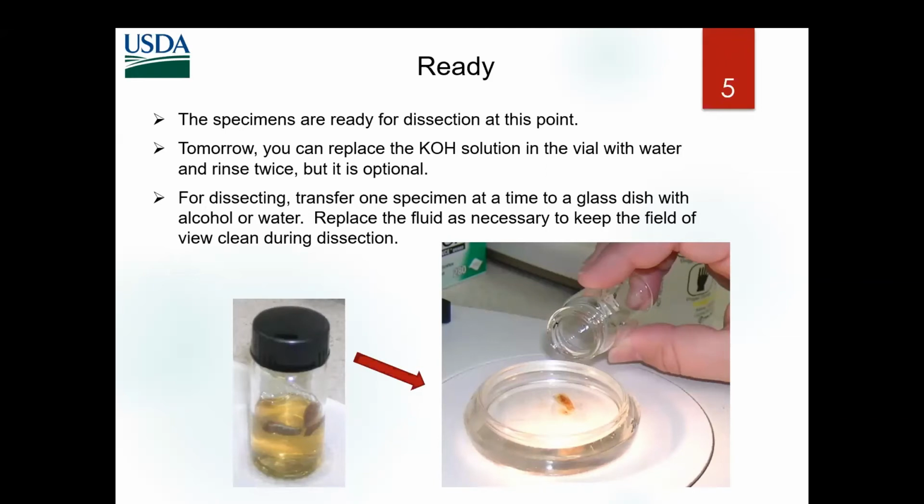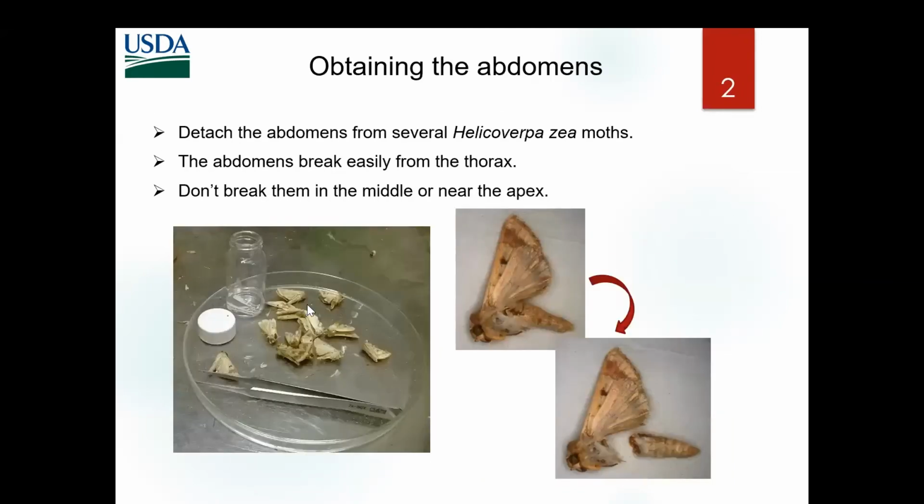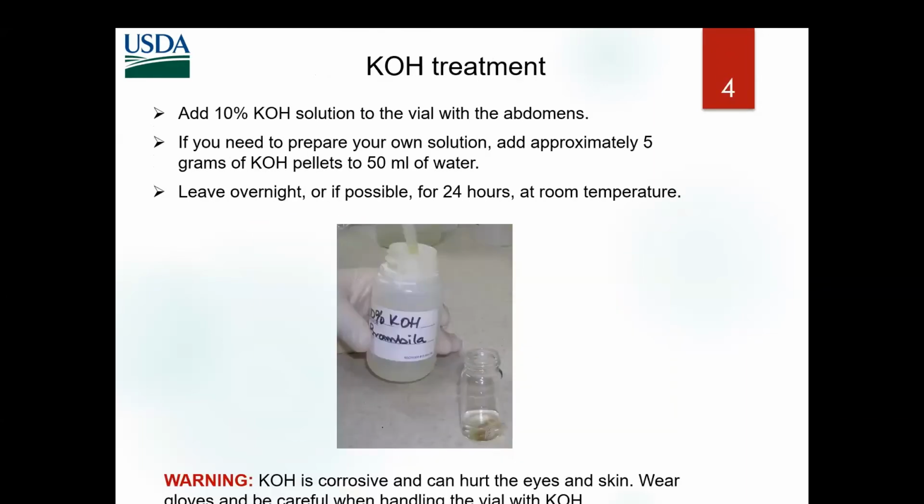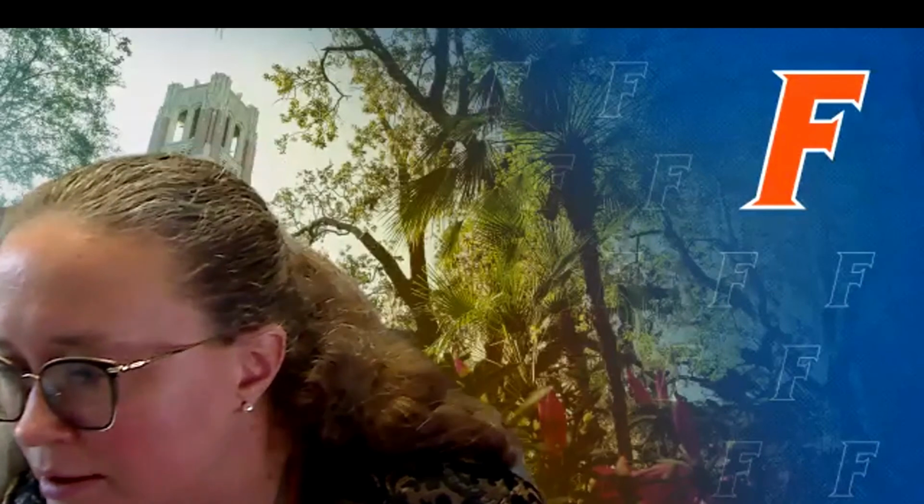You could go to the slide, please. I kind of missed a step. This one? Yes, step three. Yes, okay. After you break the abdomen, soak the abdomen in alcohol for a couple minutes. Then you remove the alcohol. And then you can add the KOH. Okay, thank you.